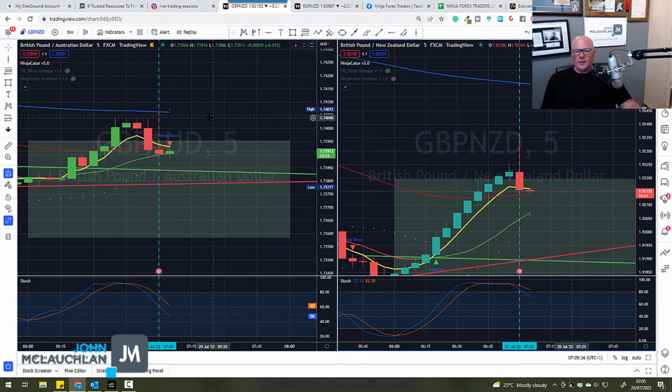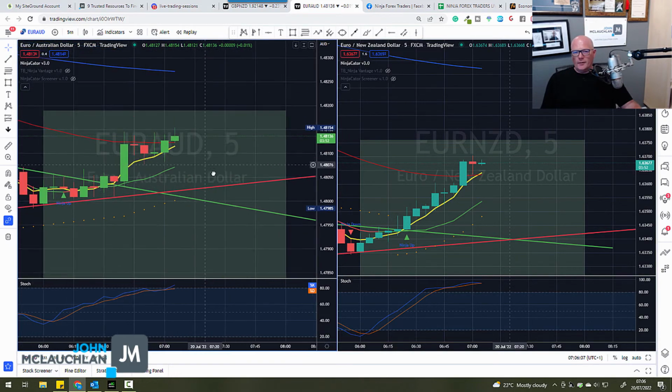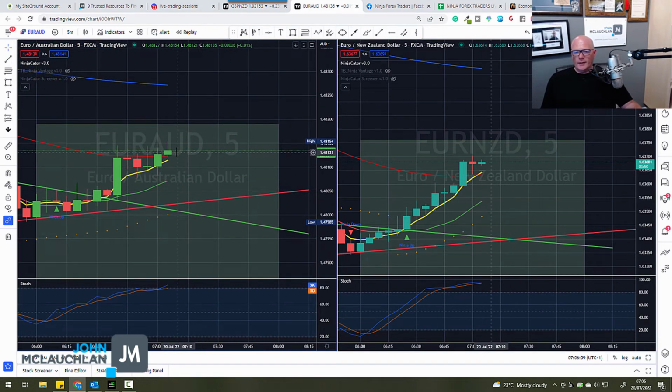So on the pound Australian dollar, we're now showing we've got a Ninja down, and it's also flipped the PSAR to the top. Okay, so again, as I said, if we're going to get into this trade, we'd want the price to go below the red trend line and have some clear air to the downside. Similar situation throughout here.